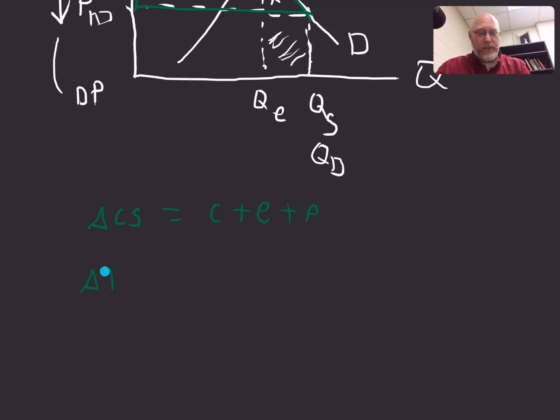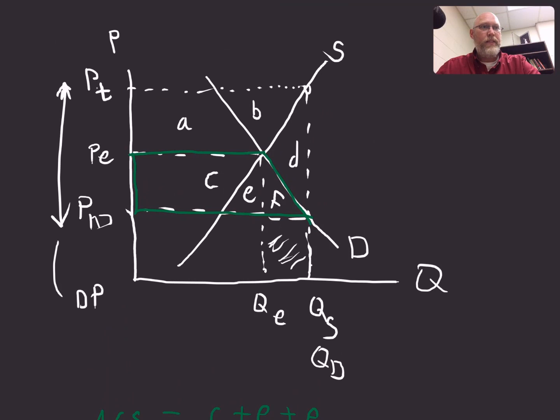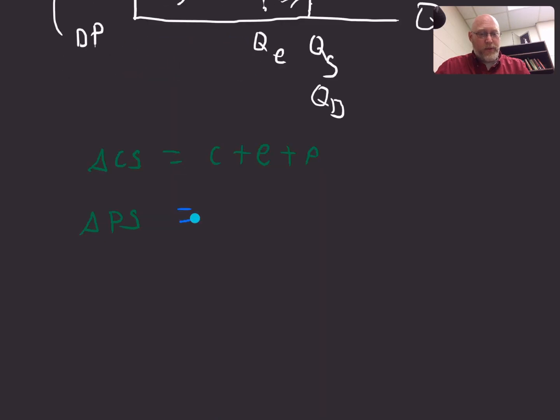Then we'll find the change in producer surplus. And that's going to be these two areas right here, this trapezoid. And it's also a gain for the producers, and it's going to be the same exact size as area A, B, and C from the previous example. It's a gain, it's a positive number, so it's going to be equal to A plus B.